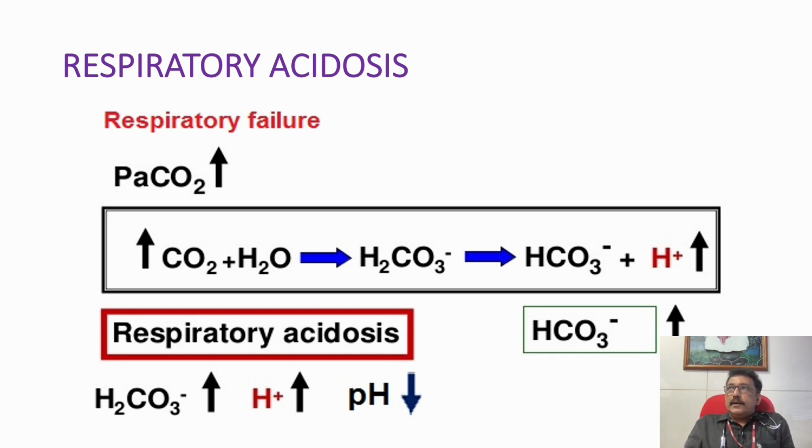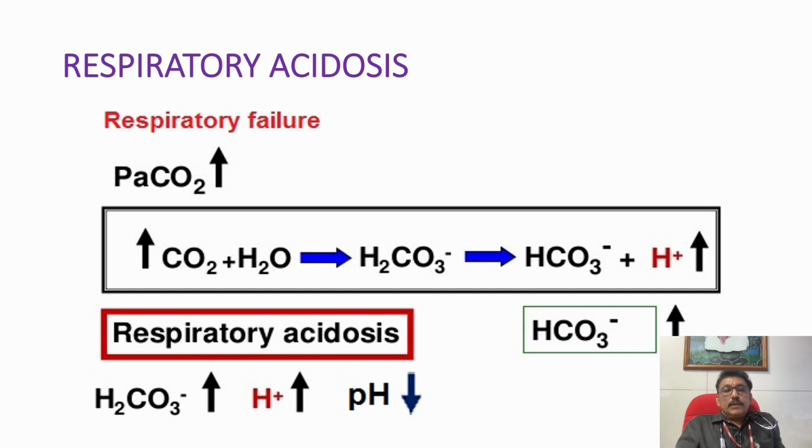Now in respiratory acidosis, what will happen to the patient? We will see respiratory failure, specifically type 2 respiratory failure. In type 2 respiratory failure, we can get hypoxemia and hypercarbia. PaCO2 is going to increase. So you can see the formula here. PaCO2 is increased, and what happens to the pH? pH is reduced. That is what we call respiratory acidosis. So PaCO2 is increased, pH is reduced.